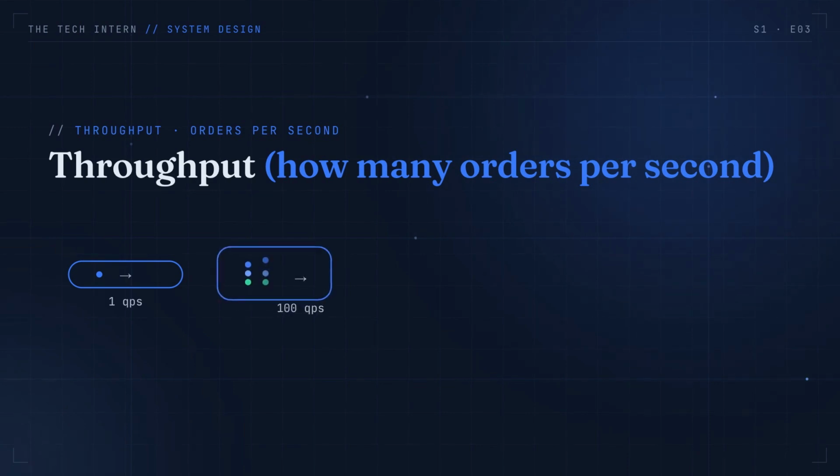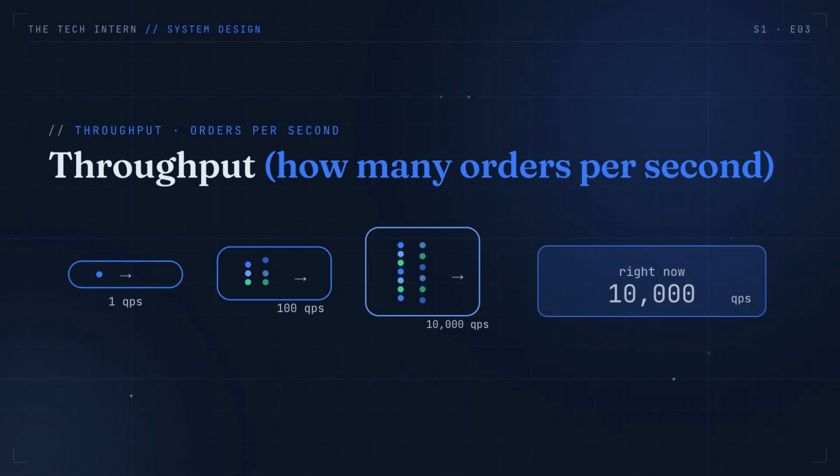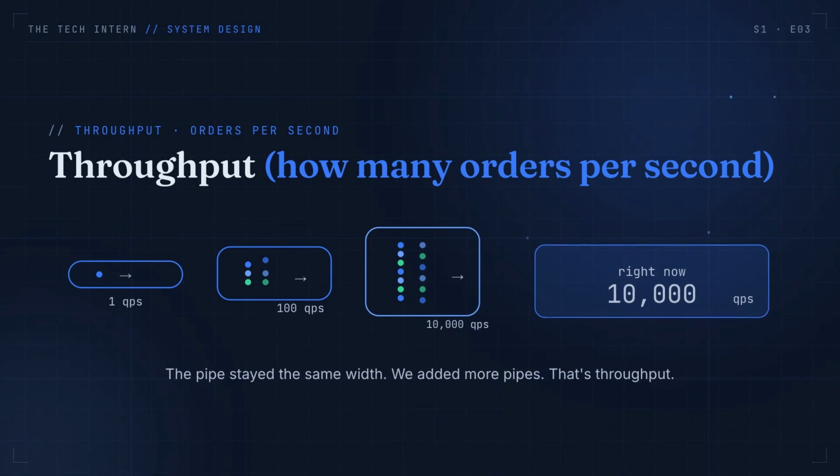Now imagine we make the pipe wider. Or better, add more pipes side by side. Now 100 orders a second can flow through. And a well-engineered system at scale might handle 10,000 QPS or more. Throughput isn't about making one request faster. It's about how many requests you can serve simultaneously before the system starts refusing or slowing down.